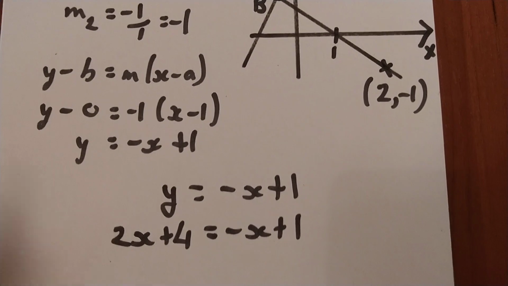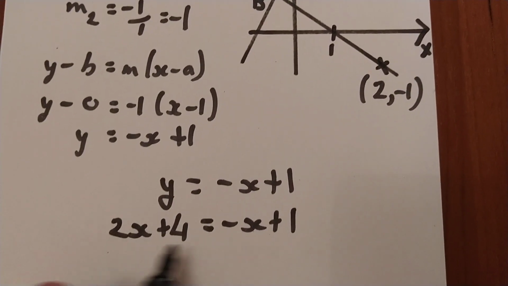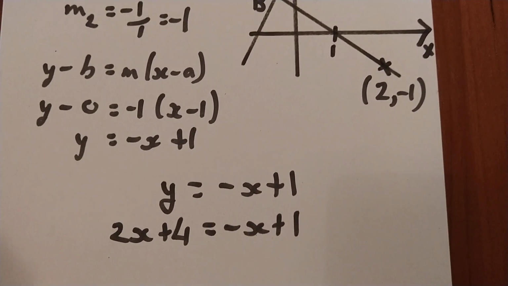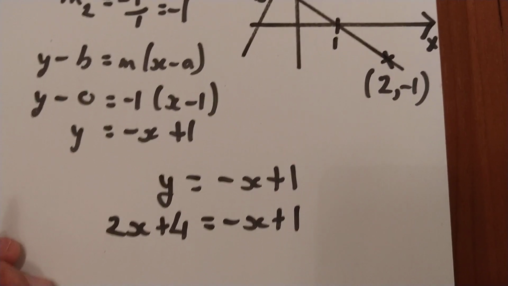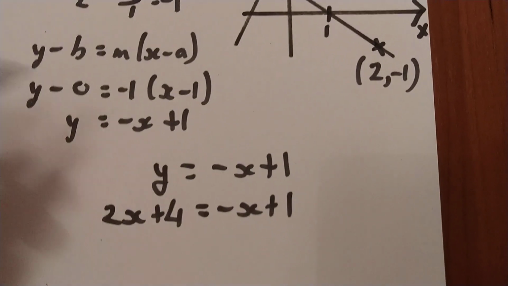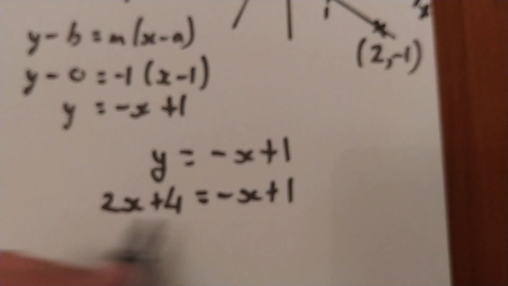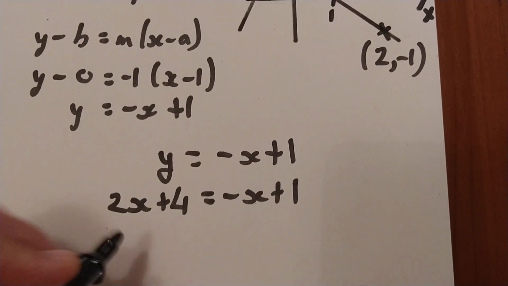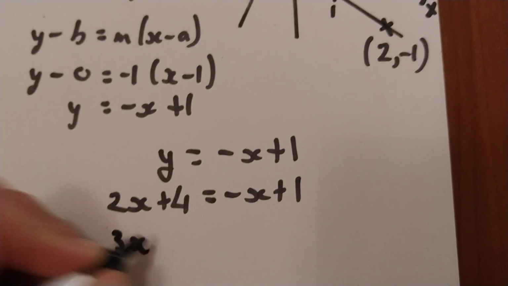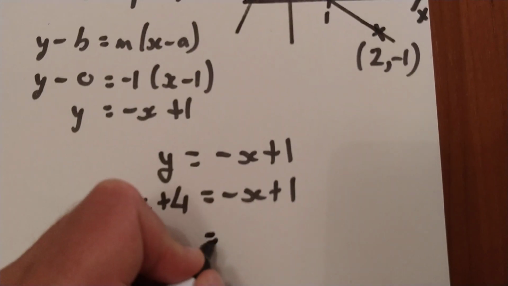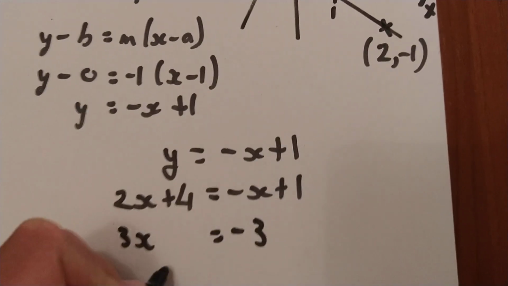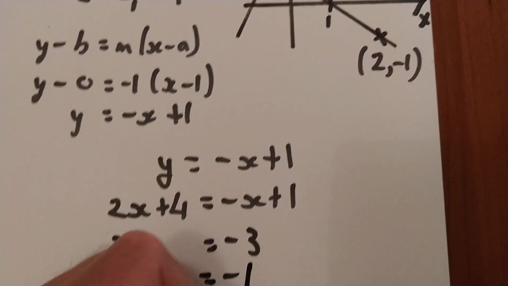Here we go. Now we've done that, here's an equation. We've got rid of a letter. That's a fundamental principle for solving simultaneous equations. We've eliminated the y by substituting in. So now I'm just going to solve this equation. I'll add x to both sides, 3x. I'll take away 4 from both sides, minus 3. There we go. x is minus 1.